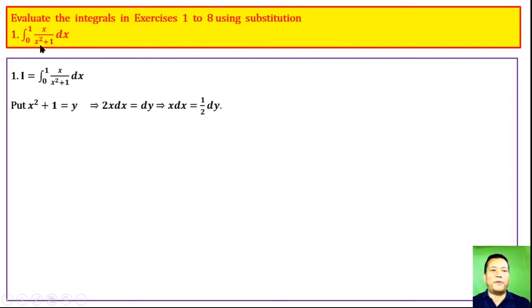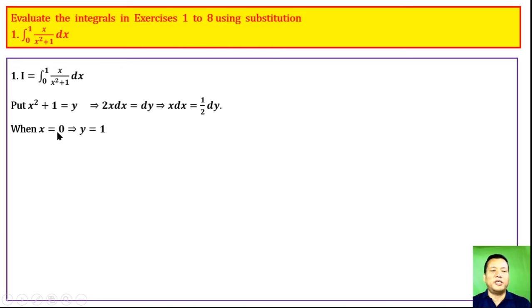To find the value of this definite integral, first denote it by I and put x square plus 1 equal to y. Now we express x in terms of y by differentiating both sides with respect to x. We get 2x equal to dy by dx. This gives x dx equal to half dy.